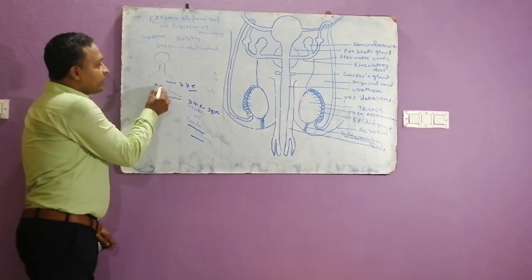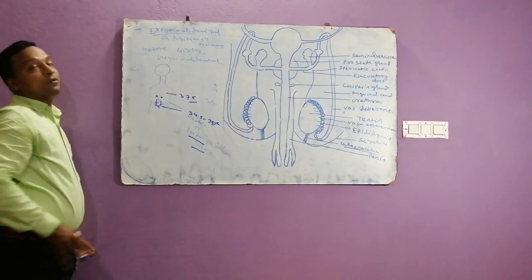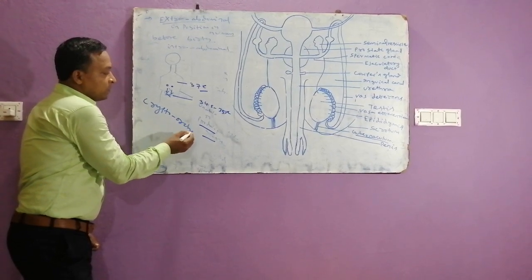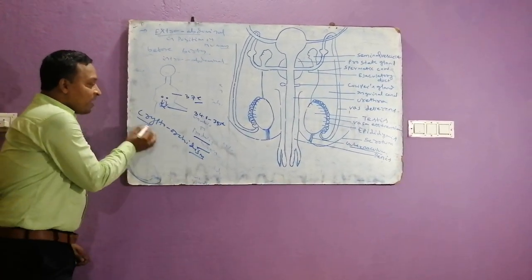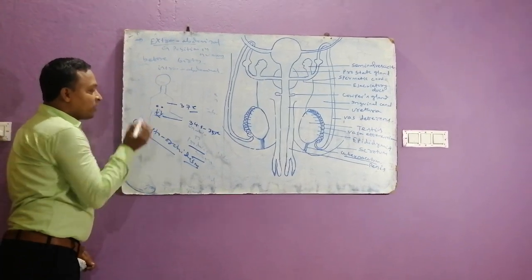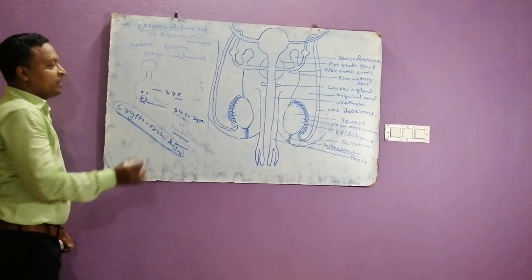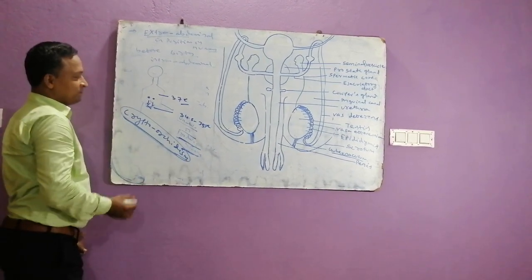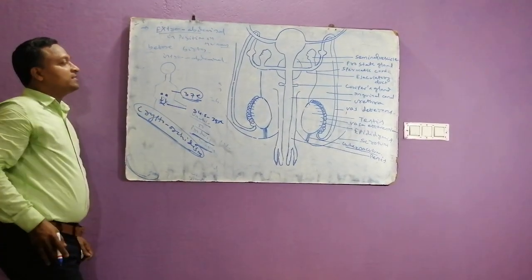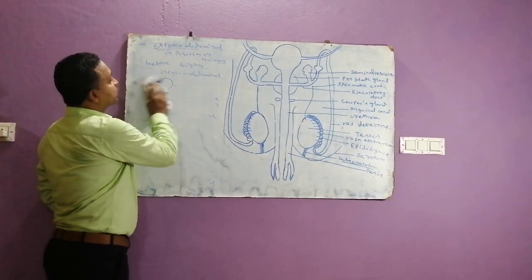Those persons whose testis is unable to descend into the scrotum have a disorder called cryptorchidism. That's an important question from an exam point of view. Those persons with cryptorchidism are unable to produce sperm because the testis is present inside the abdomen, where the temperature is high, that is 37 degrees Celsius. This is the basic fundamental of cryptorchidism.